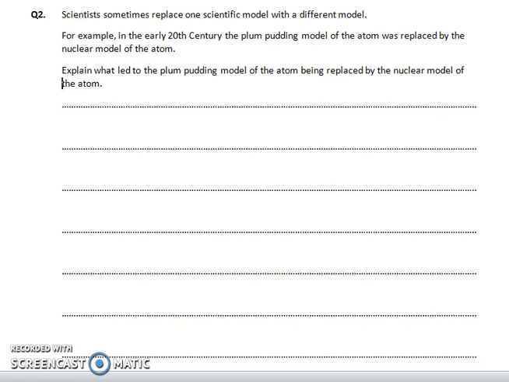The third bit you'd be then saying is what the new model would be. So the nuclear model had a nucleus in the middle, small dense nucleus with a positive charge, and the electrons round the outside. What we are ignoring is anything relating to the work of Niels Bohr, which explains about energy levels and orbitals and things like that, because they're not relevant to this question. Okay.